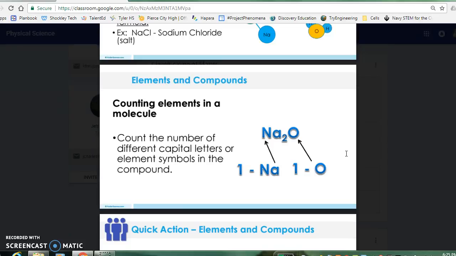And then if you look at the O, there isn't a subscript. If there's no subscript, that doesn't mean 0, it means 1. So I can conclude that in this compound, I have 2 sodium atoms and 1 oxygen atom.